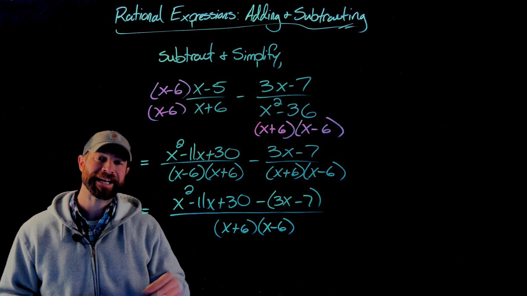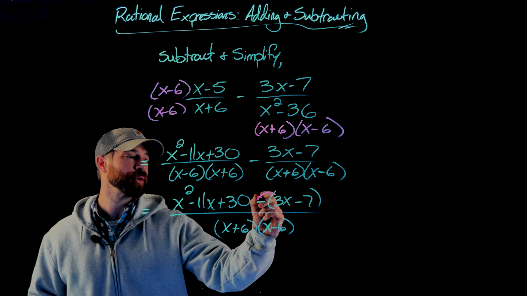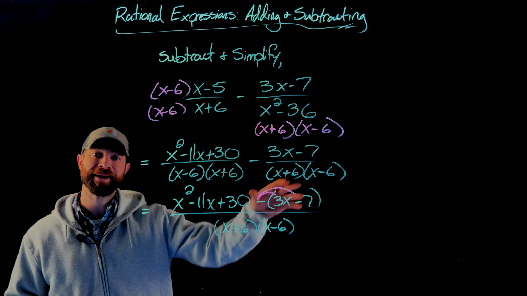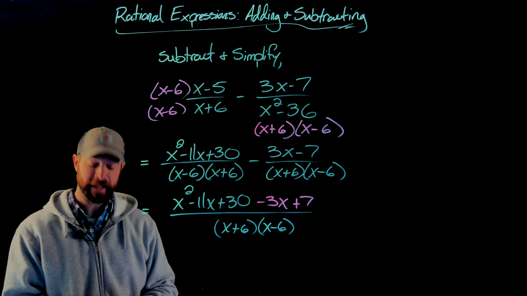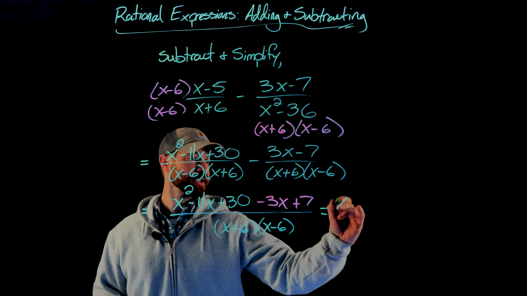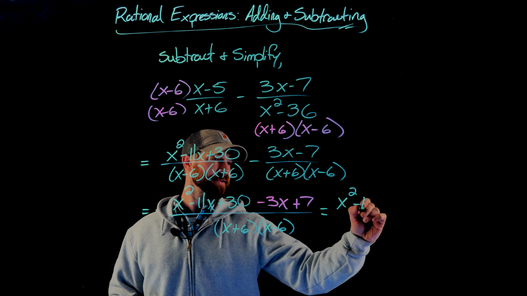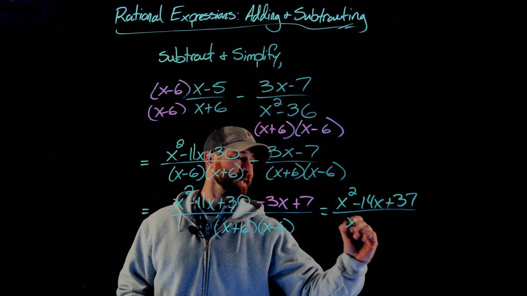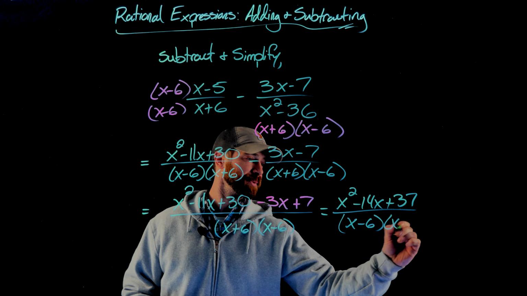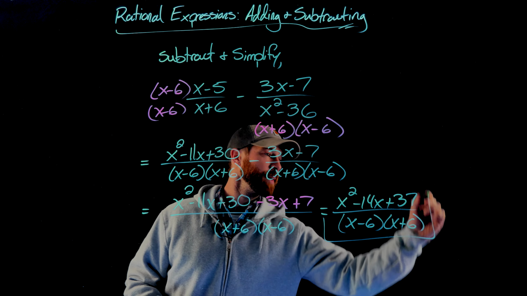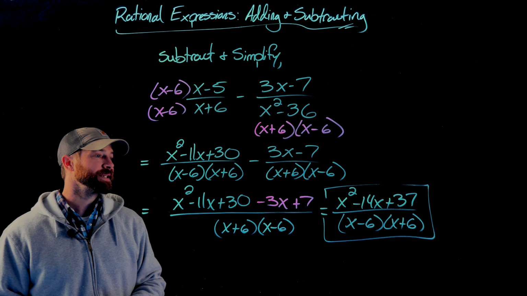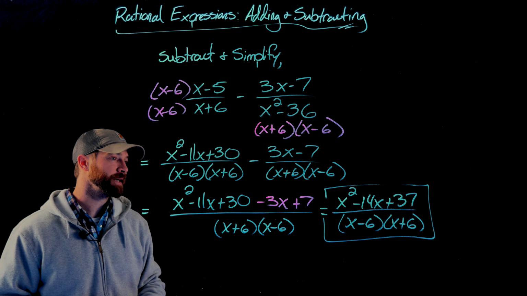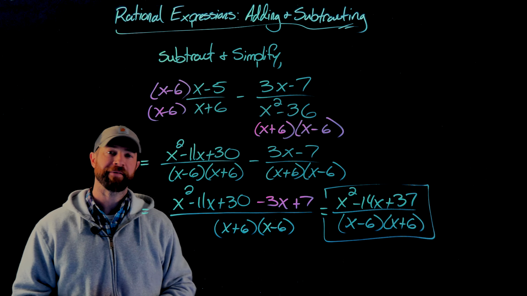Now, I just need to make sure that I distribute this negative to both of these terms before I combine like terms. Then it becomes a negative 3x and a positive 7. Now I can combine like terms to get x squared minus 14x plus 37 all over x minus 6 times x plus 6. Again, what I would need to make sure that I do is to see if I can factor the numerator to see if I can cancel any common factors. This does not factor in any useful way. That is my final answer.